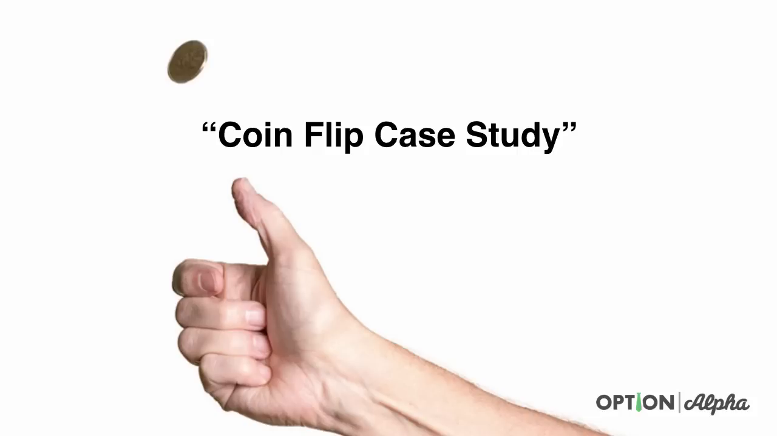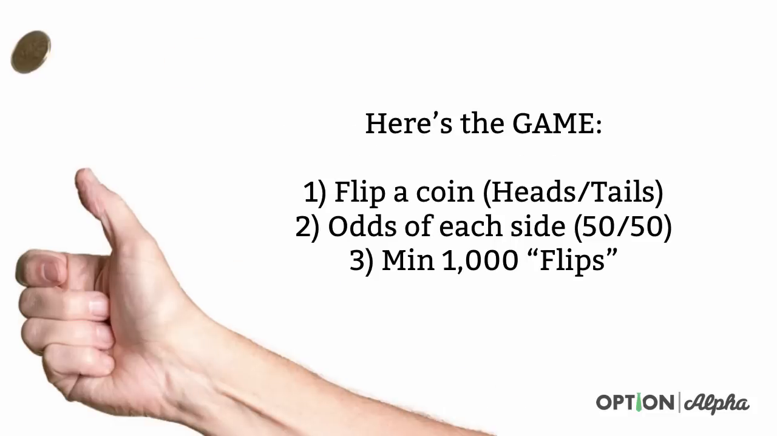But first, let's use our classic coin flip case study that I go through a lot with some of my premium members and coaching students, and I think it really proves the point that we're trying to make. So here's the game that we're going to play. We're going to flip a coin, obviously heads and tails. The odds of each side is 50-50, right? So the chance of flipping heads is 50%, chance of flipping tails, 50%.